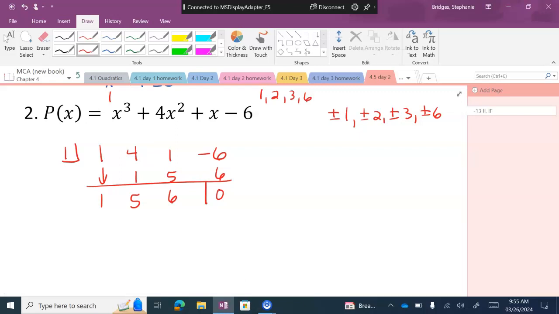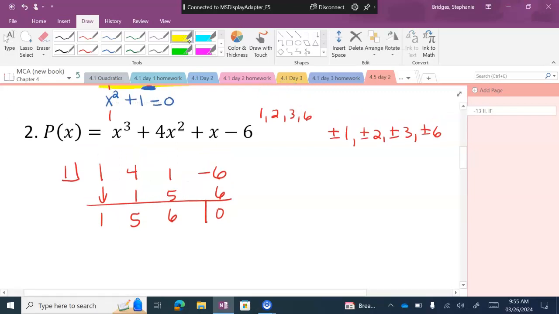The trick is for a positive 1 only. If you take a look at your coefficients of the original polynomial, so these numbers right here, if you add those digits up, 1 plus 4 is 5, plus 1 is 6, plus negative 6 gives me 0. If those coefficients of your original polynomial add up to be 0, then 1 will be a solution. If those coefficients don't add up to be 0, 1 will not work, so there's no need to try it.